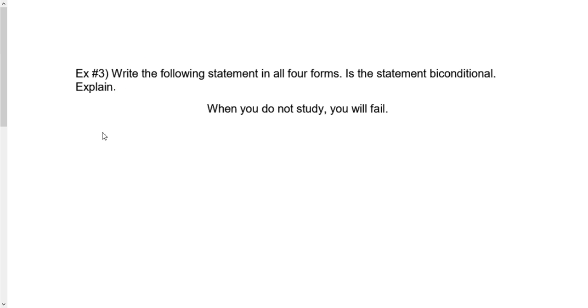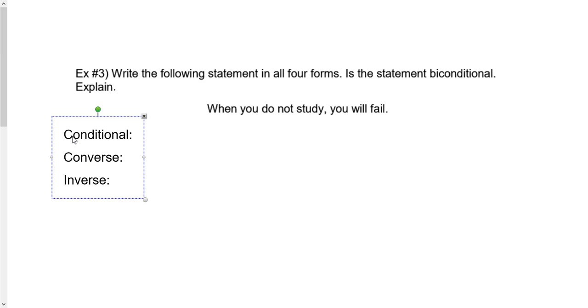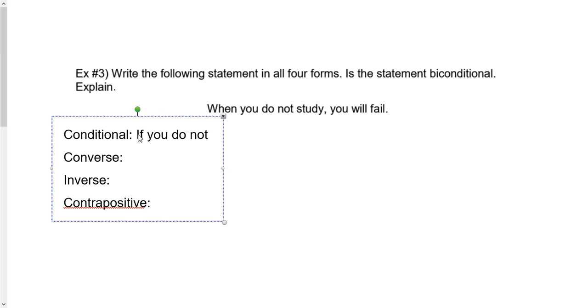Alrighty, let's do some stuff. So we're going to write them as a conditional, a converse, inverse, and a contrapositive. So first off, writing this as a conditional statement. When you do not study, you will fail. So if you do not study, then you will fail.